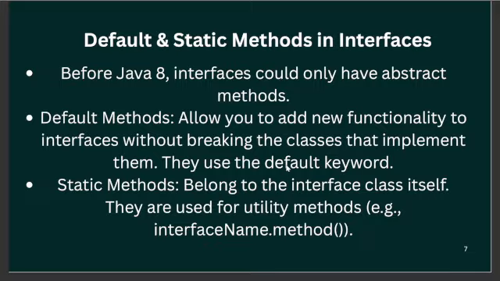They use the default keyword. Before creating the method, we have to use the default keyword so that whoever reads the code will understand this is a default method, and the compiler will also understand it. We have static methods as well. A static method belongs to the interface itself, and it is used for utility methods, for example, interface name dot method. So these methods allow us to add functionality without breaking existing code.